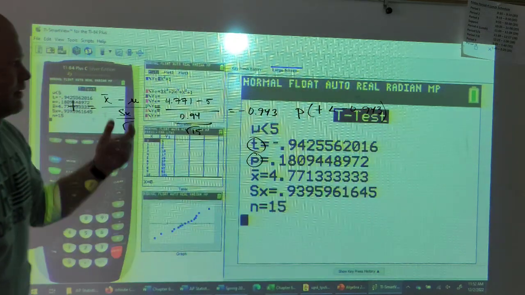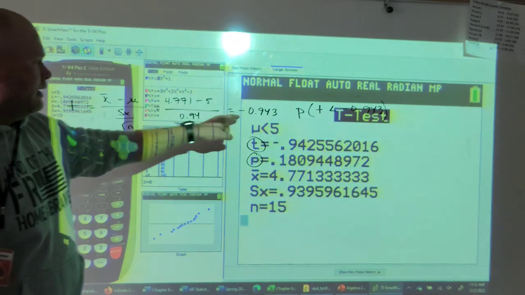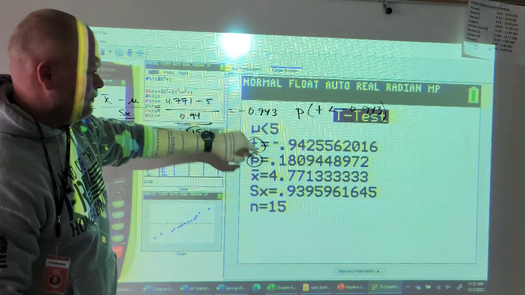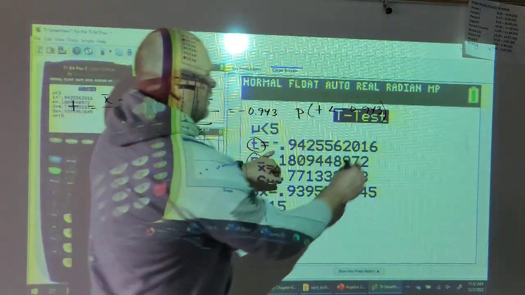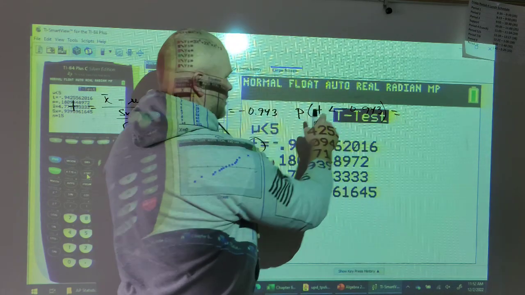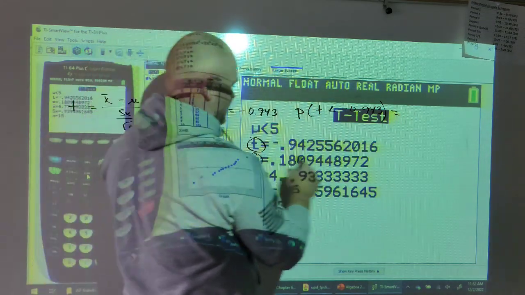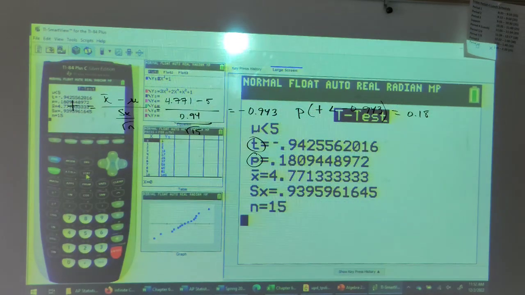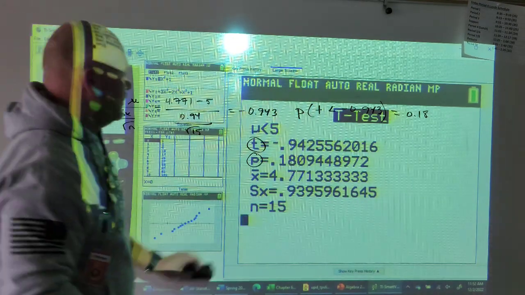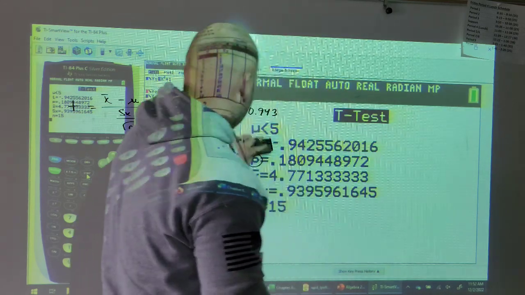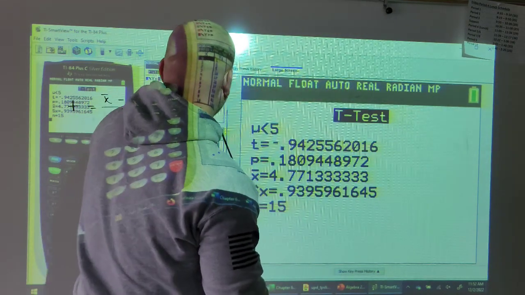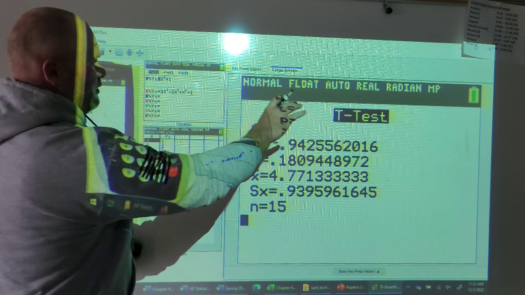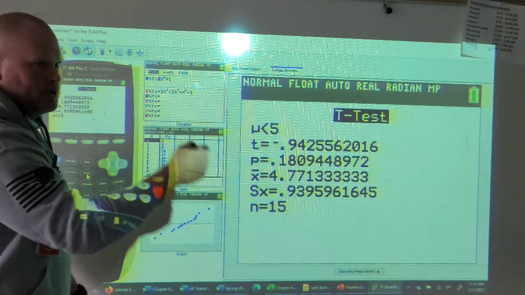So we're finding the probability that t is less than whatever we got for a t here, so negative 0.943. And that probability equals the p-value. So that's going to equal about 0.18. Okay? So that's all you would need for that. Then you could use that p-value to write your conclusion.